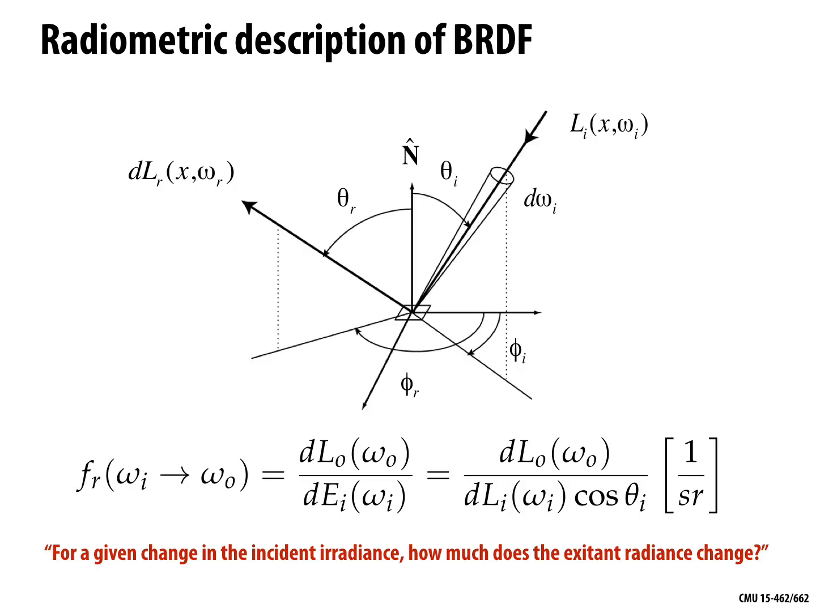So far, our discussion of scattering omits any discussion of units, but that's pretty easy to work out. Basically, we can just say, well, for a given change in the incident irradiance, how much does the exitant radiance change? And just working through the units, we find that we get 1 over steradians. Okay?